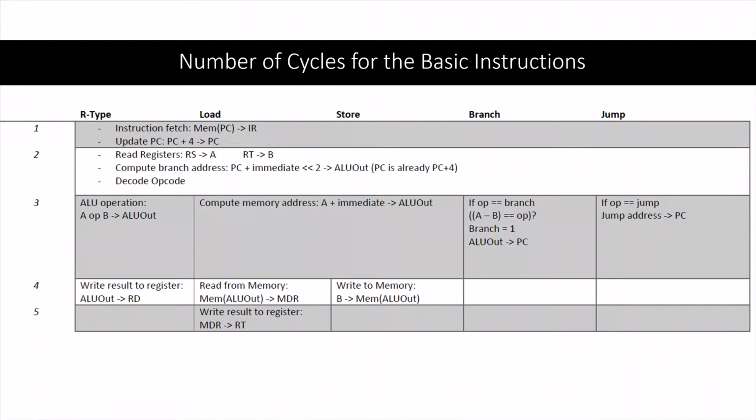Load instruction is the longest, as it takes up to 5 cycles to complete. In the third cycle, it computes the memory address just like store. In the fourth cycle, it pulls the data from the memory and stores it into the memory data register. And then in the fifth cycle, it uses the data from the MDR and writes it onto the register RT.